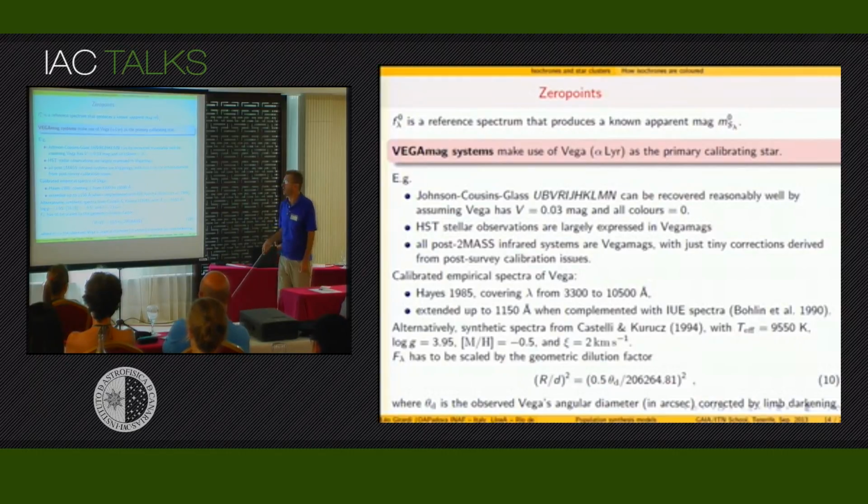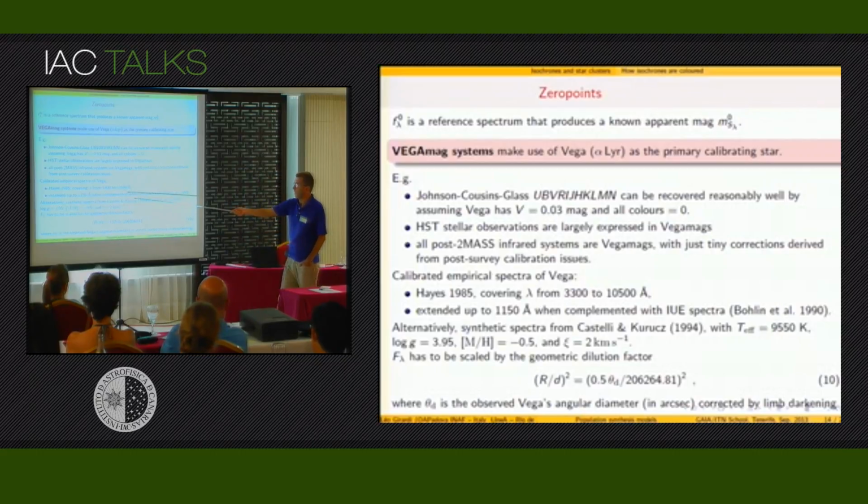They were very used in the past just because they are the base of the Johnson-Cousins system, which has been very popular for decades. Now they continue to be used also because the HST observations are usually, at least for stars, expressed in Vega-mags. And also, 2MASS adopted the Vega-mag system, surprisingly, because it's a near-infrared system, but they decided that Vega should have 2MASS colors of 0. And that's a reason why almost all infrared systems now just adopt Vega-mag zero points.